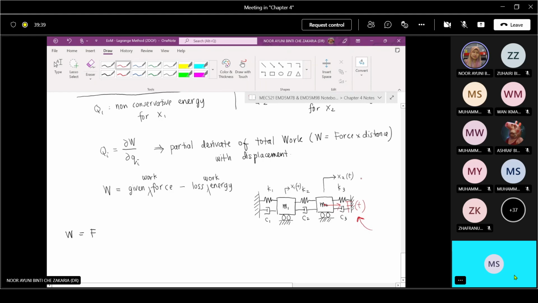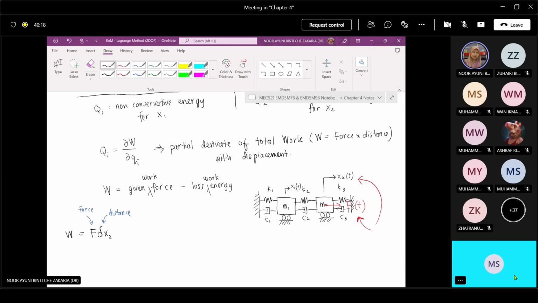it relates to x2. So this F will affect delta x2. I put delta, which means a small change; it's difficult to put a lot of them. So it is the change to x2. So this is force, this is distance, and that makes it a given force.